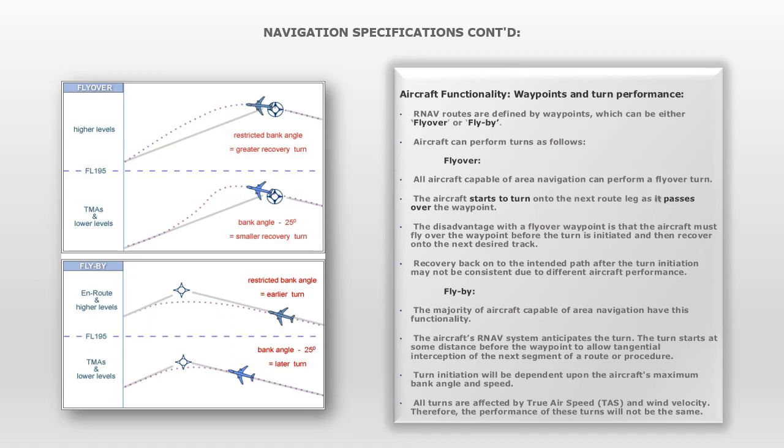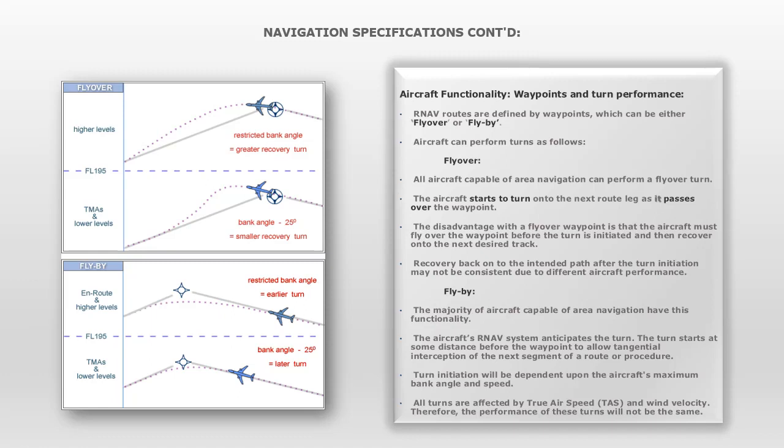The disadvantage with a flyover waypoint is that the aircraft must fly over the waypoint before the turn is initiated and then recover onto the next desired track. Recovery back onto the intended path after the turn initiation may not be consistent due to different aircraft performance.